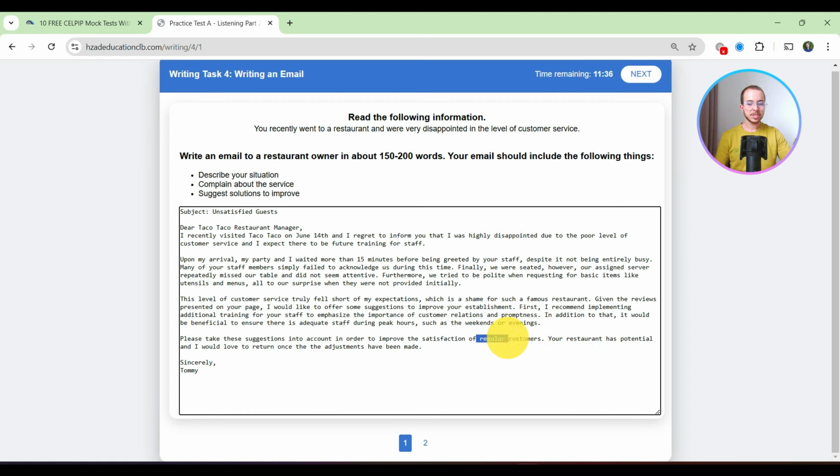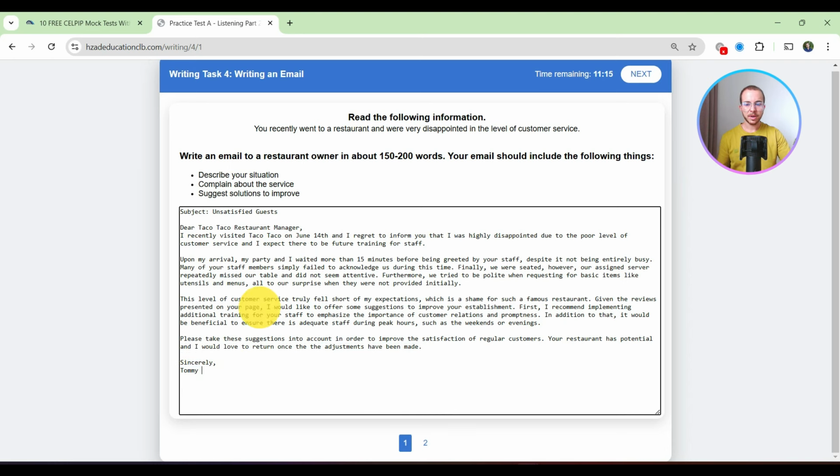I feel like that could be misinterpreted, and so I wanted to add regular customers. Your restaurant has potential, and I would love to return once the adjustments have been made. Good, we have a nice present perfect sentence. Once the adjustments have been made. Sincerely, Tommy. So you can use your real name here.